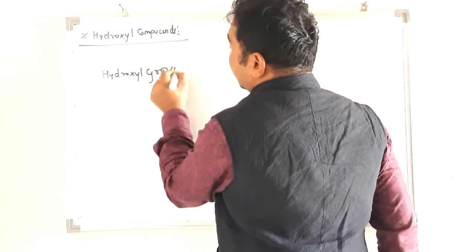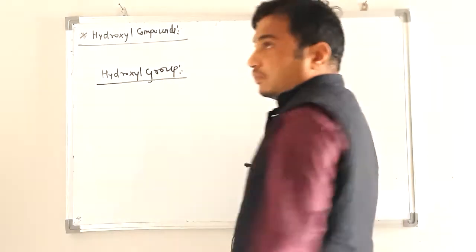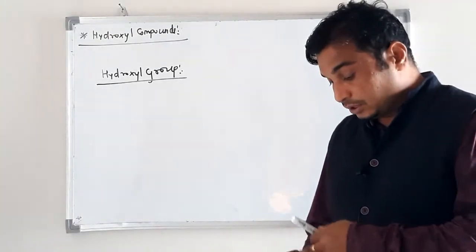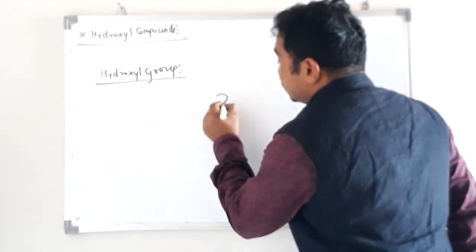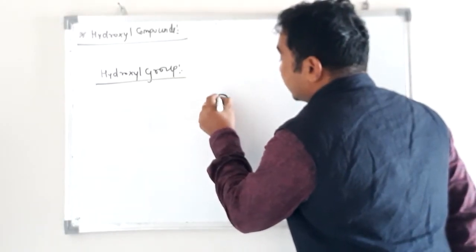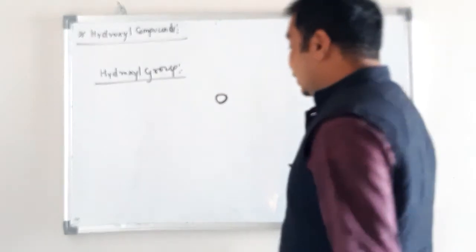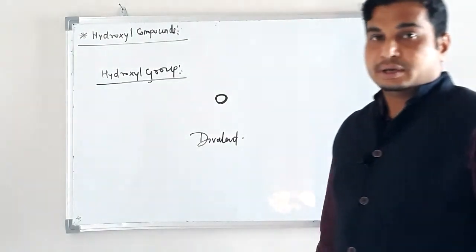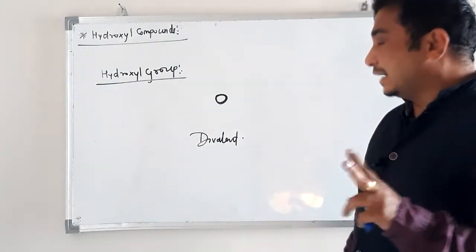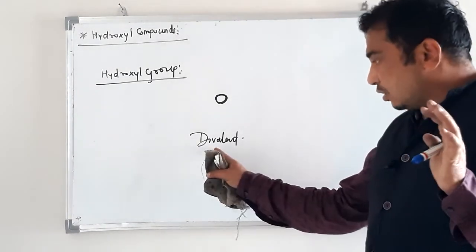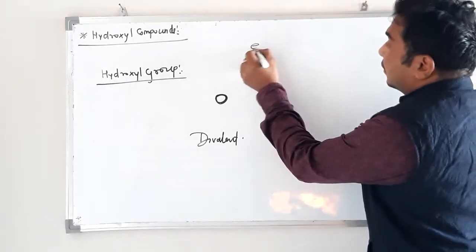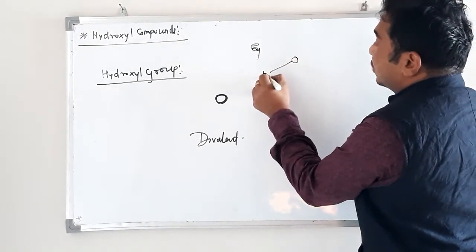Hydroxyl group is one of the very important functional groups. See, consider the oxygen atom. We know the oxygen atom is divalent. Divalent means its valency is 2. In any compound, if oxygen is present, that oxygen is going to form 2 chemical bonds, so that's why it is called divalent. Like in water, oxygen is attached to 2 hydrogen atoms.